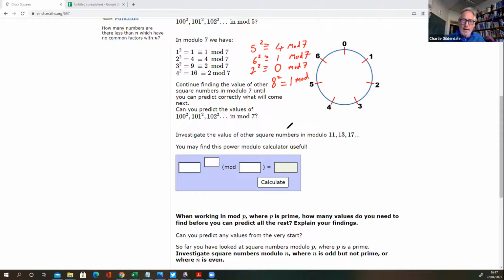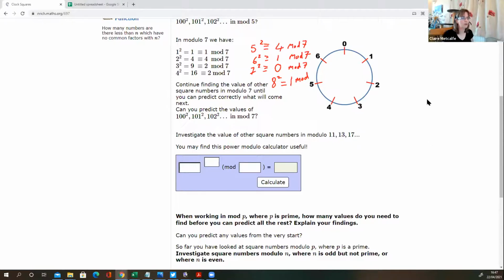And the idea is for students to maybe try this for other moduli. There's an example at the beginning, which is modulo 5, I think, and then modulo 11, 13, 17, and to start noticing some patterns. And when the numbers get bigger, they can use the power modulo calculator below. Do you want to demonstrate that now or later, Claire? Yeah, let's do it now.